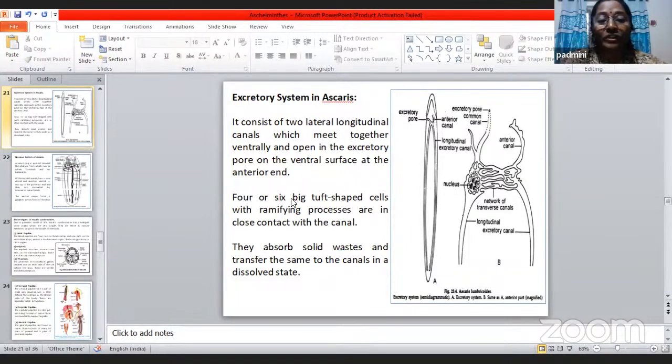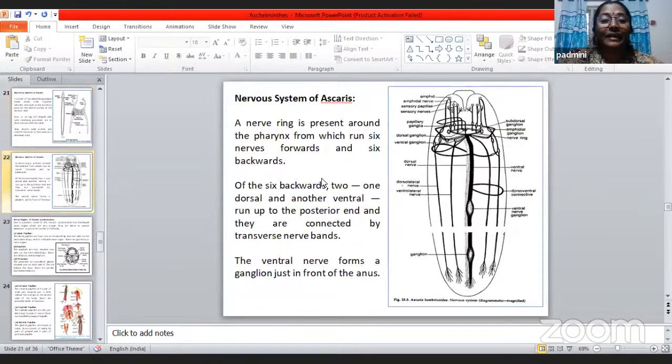It has four or six big tuft-shaped cells with a ramifying process also in close contact over here. So this is a network of transverse canals, and this is the ramifying network, that is the renette cells. They absorb solid waste and transfer the same to the canals in a dissolved state, and ultimately they are thrown out through the excretory pore. So that is the excretory system in Ascaris.